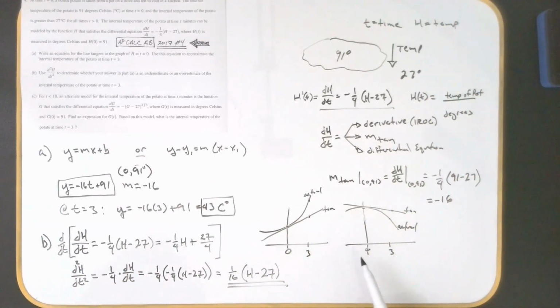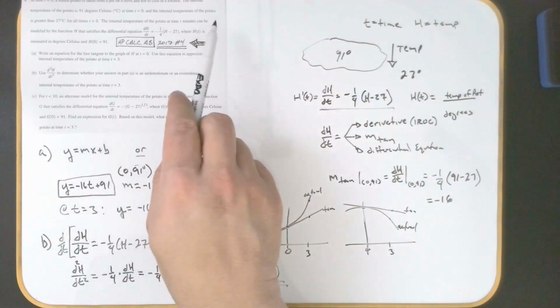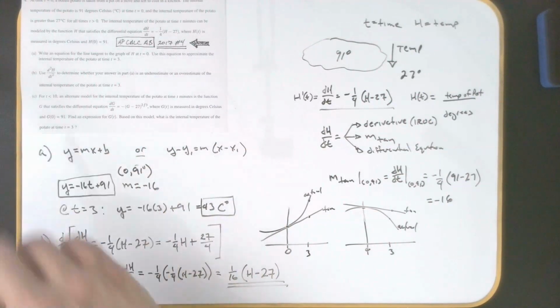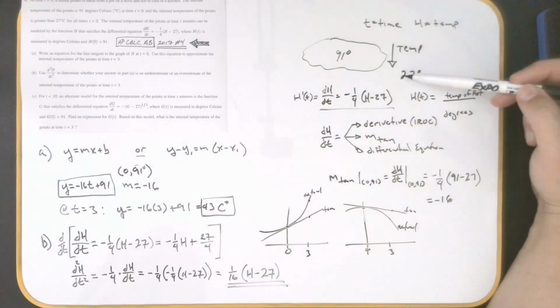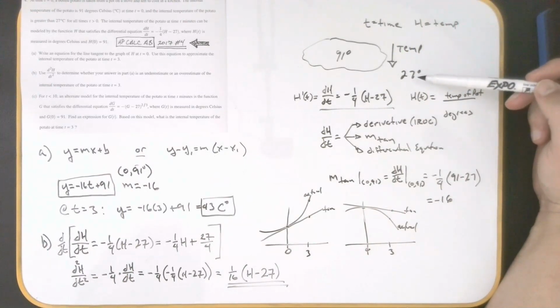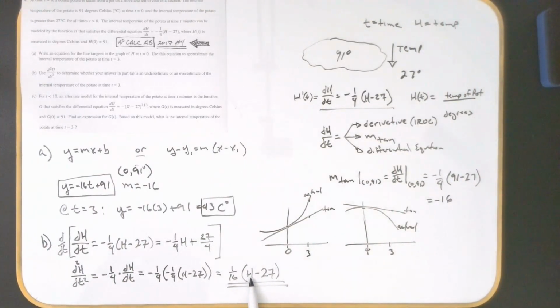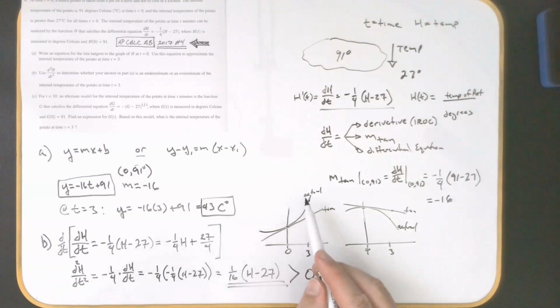Well, here's the other little hint in the question where you figure this out pretty easily. Back in the question, it says the internal temperature of the potato is always greater than 27 degrees. So back over here, when I said the potato cools off, it never gets cooler than 27 degrees. So therefore, if you look at this, h is always greater than 27. Well, if h is always greater than 27, h minus 27 is always a positive number. Positive number times 1/16 means this is always going to be greater than 0. If your second derivative is always a positive number, it means you're concave up. If you're concave up, it means your tangent was below, and it means you had an underestimate.